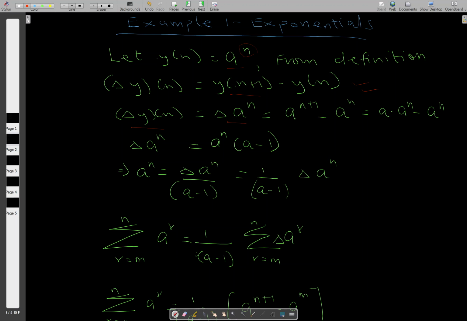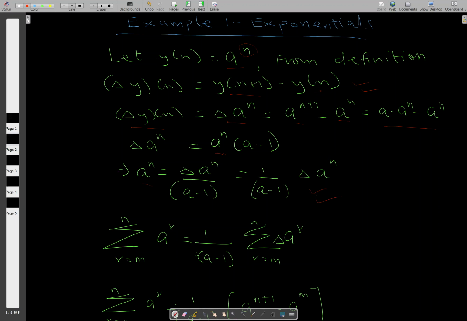And this is the same as a times a to the power n, minus a to the power n. We factorize a to the n out, then we make a to the n the subject, so we divide through by a minus 1. A is what? A constant. So a is a constant, so a to the power n is the same as this.